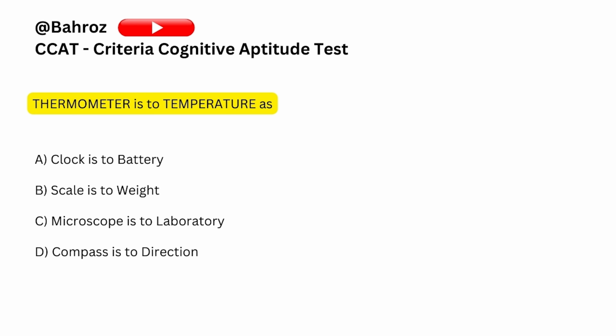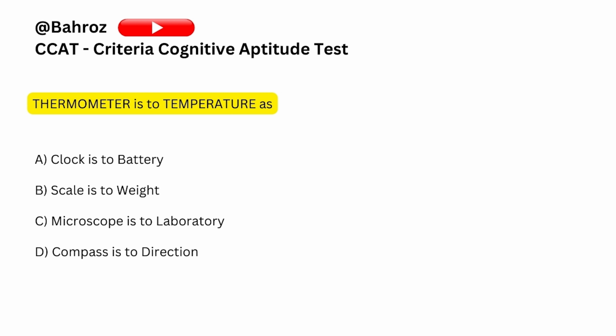Moving to the next sample question. Thermometer is to temperature as A, clock is to battery, B, scale is to weight, C, microscope is to laboratory, D, compass is to direction. So a thermometer measures temperature and gives you a precise numerical reading of it. That is the relationship. An instrument that measures a specific physical quantity. A scale measures weight and gives you a precise numerical reading. Same thing exactly.